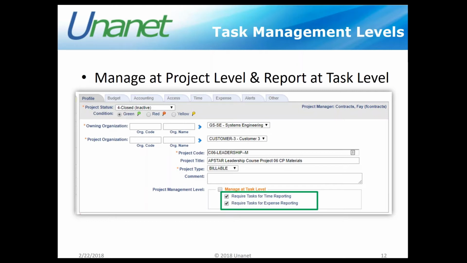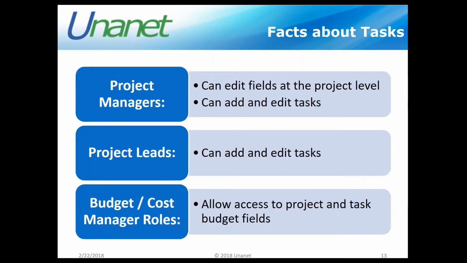This is a really good option if I'm trying to build a basis of estimate for maybe future work, or maybe I have a fixed price effort or a cost plus effort and I want to know what type of work is being done on that particular project. This is a great way to do that. So it's always nice to know where your people are spending their time, and continuing to control the project at the project level, but report at the task level is a way that we can create some additional flexibility for ourselves within Unanet.